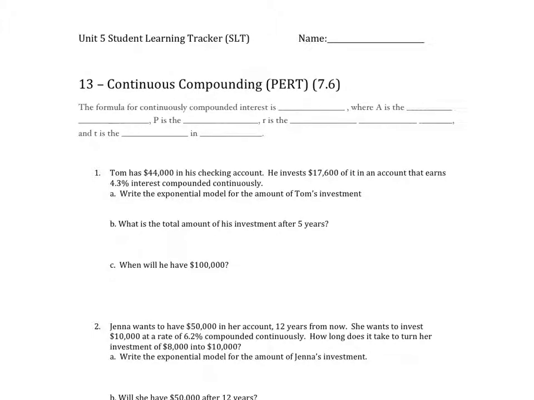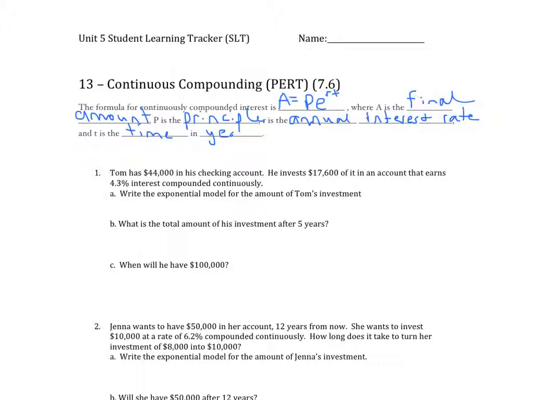In this tutorial, we are going to look at continuous compounding. So the formula for continuously compounding interest is A equals P e to the RT, or PERT, where A is the final amount, P is the principal or the initial amount, R is the annual interest rate, and T is the time in years.